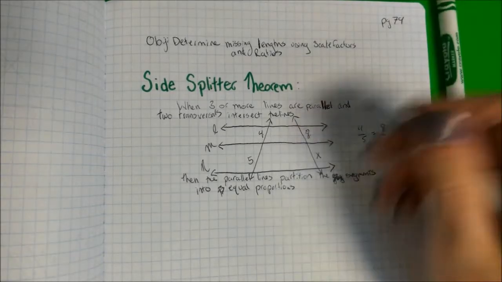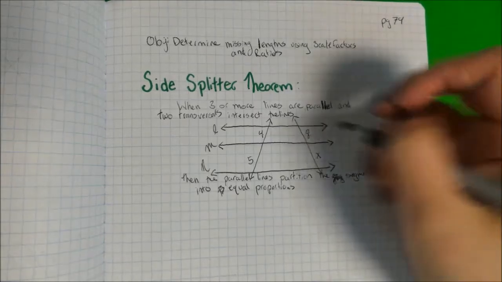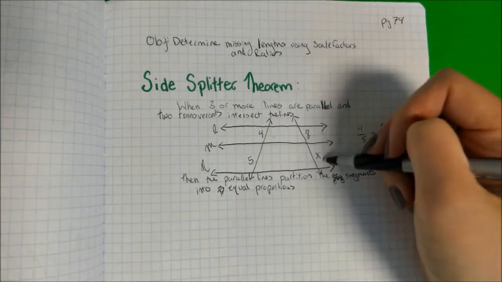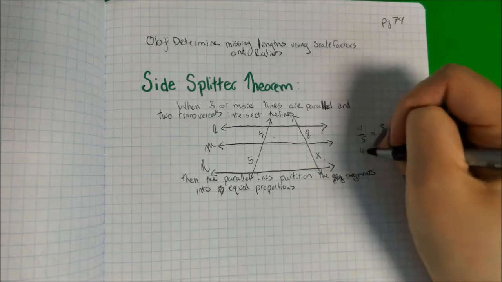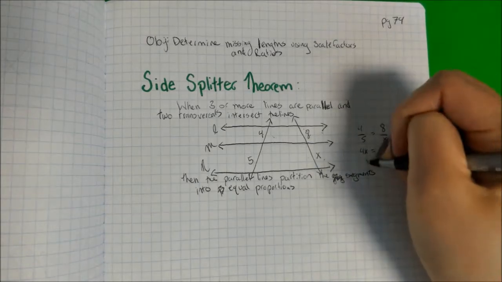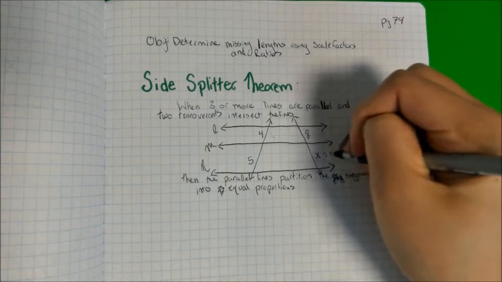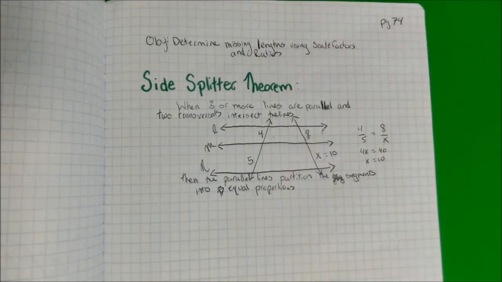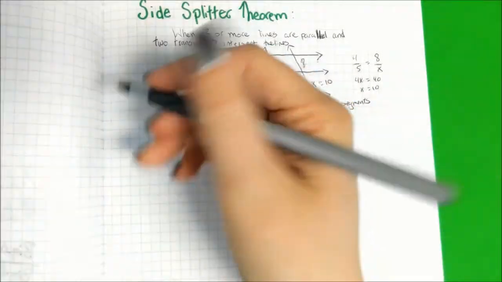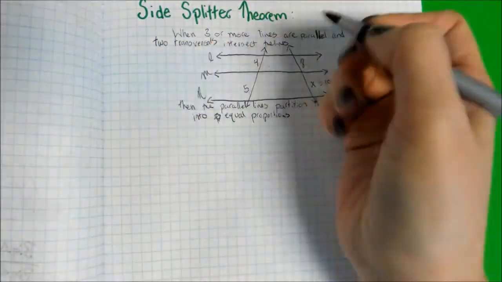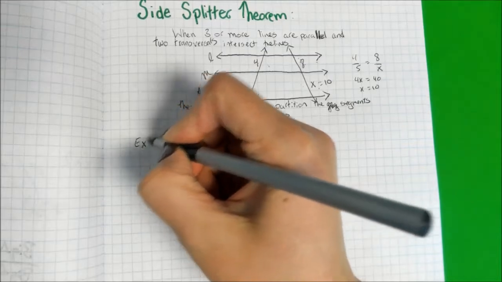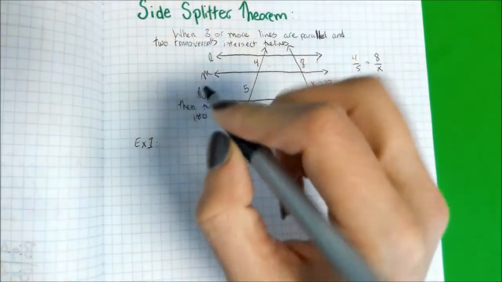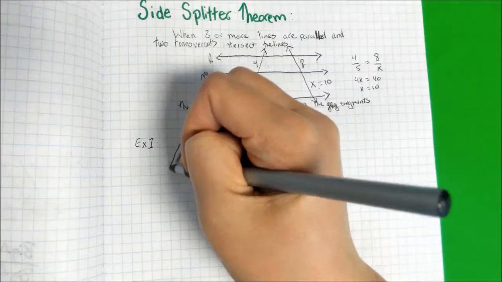Well, x, if I was trying to find x, I would set up my proportion. 4 to 5 is going to be in the same proportion as 8 to x. Cross multiply, I get 4x equals 40. So x is 10. Okay? So this side splitter theorem comes in handy in a particular diagram. So our first example, and I'll show you two examples before we solve them, is an example with a triangle.